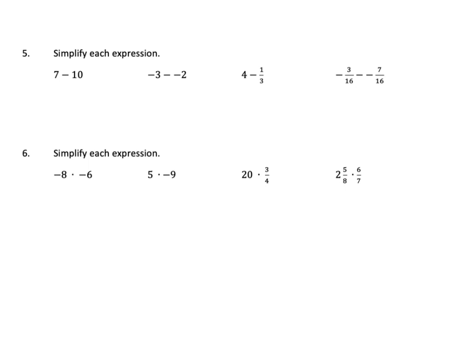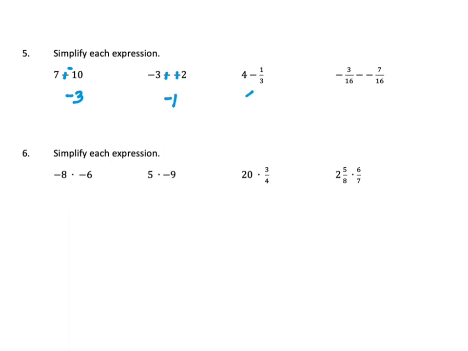And on to number 5. Simplify each expression. Remember, when we subtract integers, we add the opposite. So 7 minus 10 is 7 plus a negative 10. That's a negative 3. Negative 3 minus a negative 2, we add the opposite. That gives us negative 1.